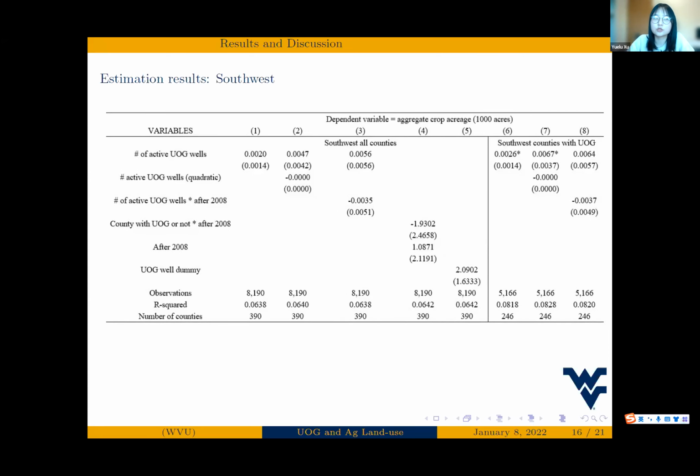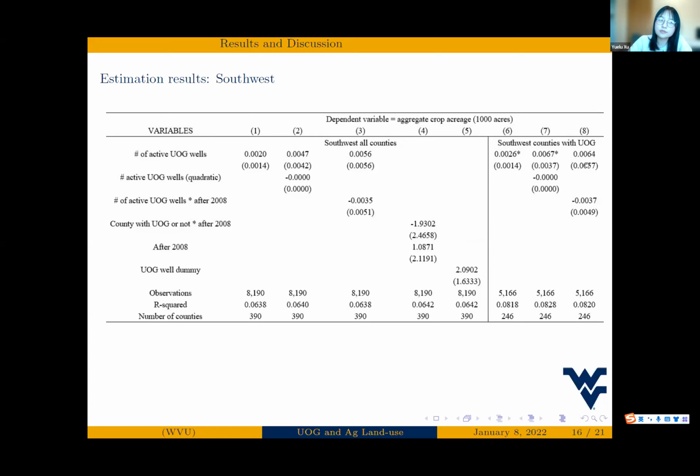For the southwestern region, none of the impacts is statistically significant for the full sample. Since oil and gas production in the southwest has a much longer history than in other regions, counties without UOG production in this region may not have access to the UOG resources in their nature. So the use of the full sample, which includes both counties with and without active UOG wells, could dilute the impacts of UOG development on crop acreage, resulting in these insignificant coefficient estimates.